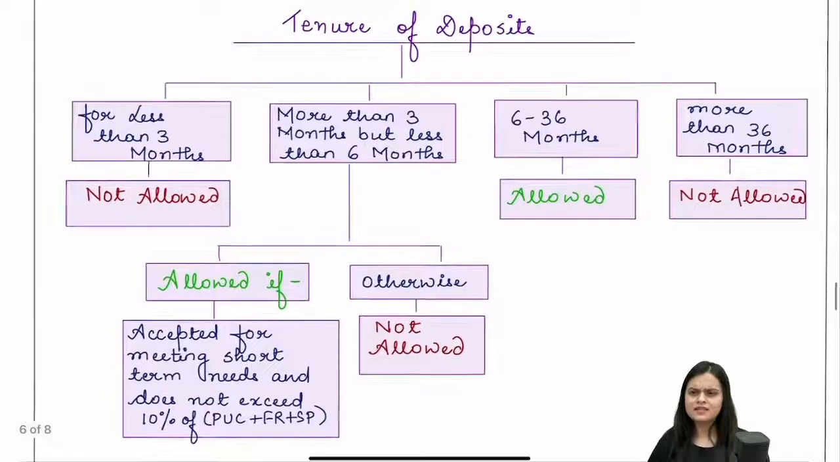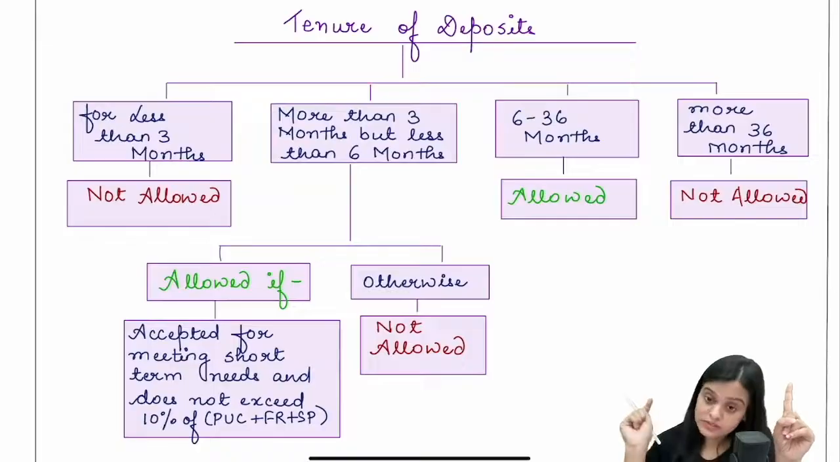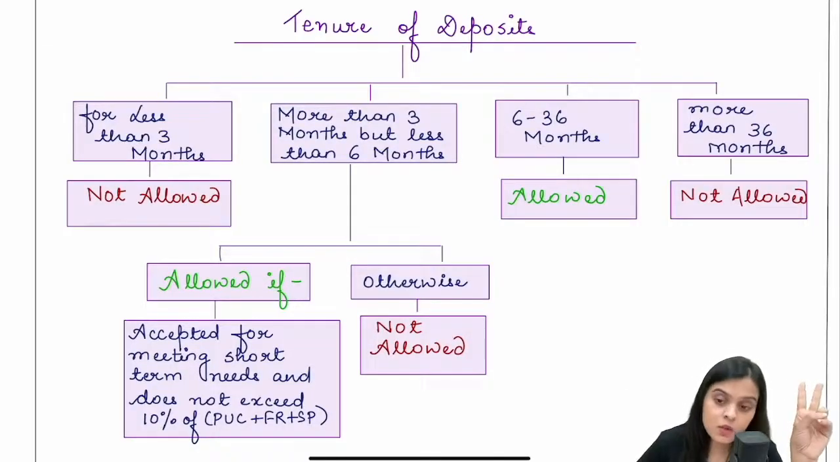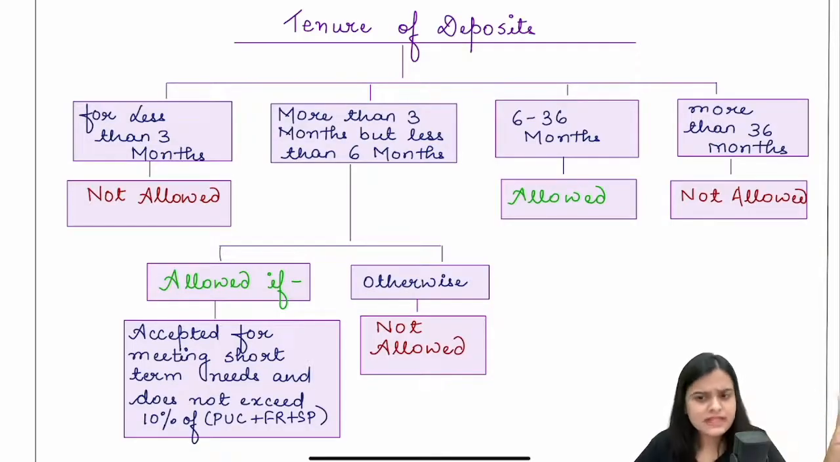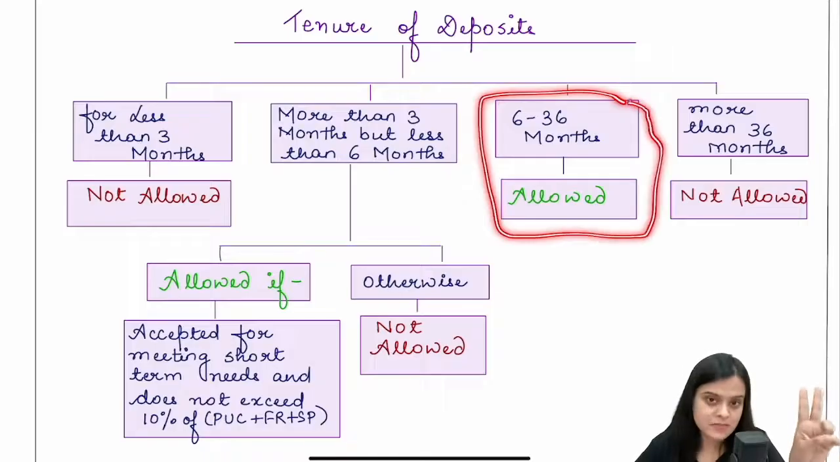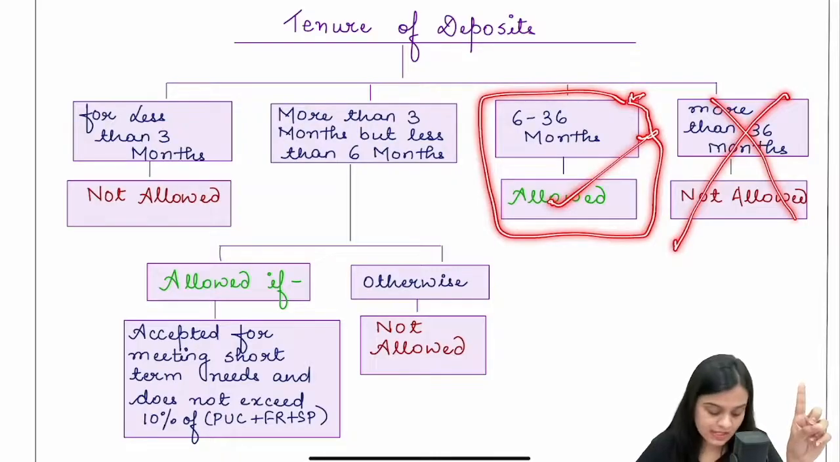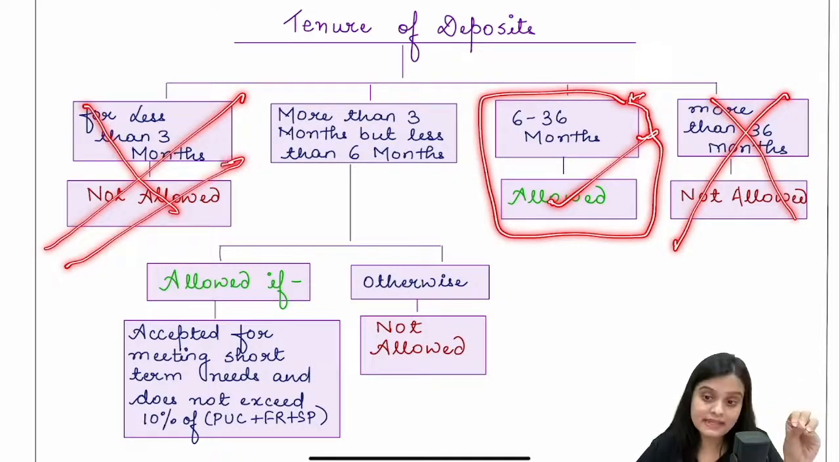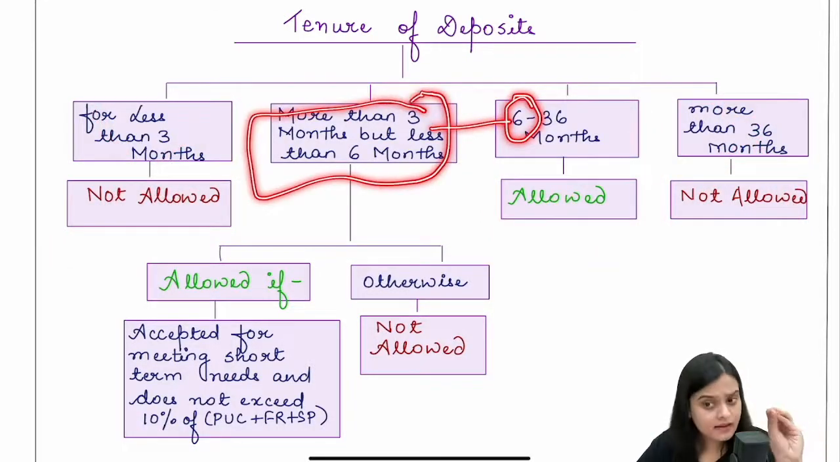First of all, let's understand other aspects of deposits. Whether it's a private company or it's a public company, if it wants to receive deposits, the tenure has to be 6 months to 36 months. That is minimum 6 months, maximum 36 months. More than that is not allowed, and less than 3 months is also not allowed in any case. But less than 6 months but more than 3 months is allowed if you want it for your short term needs and the amount does not exceed 10% of paid up capital plus free reserves plus securities premium.